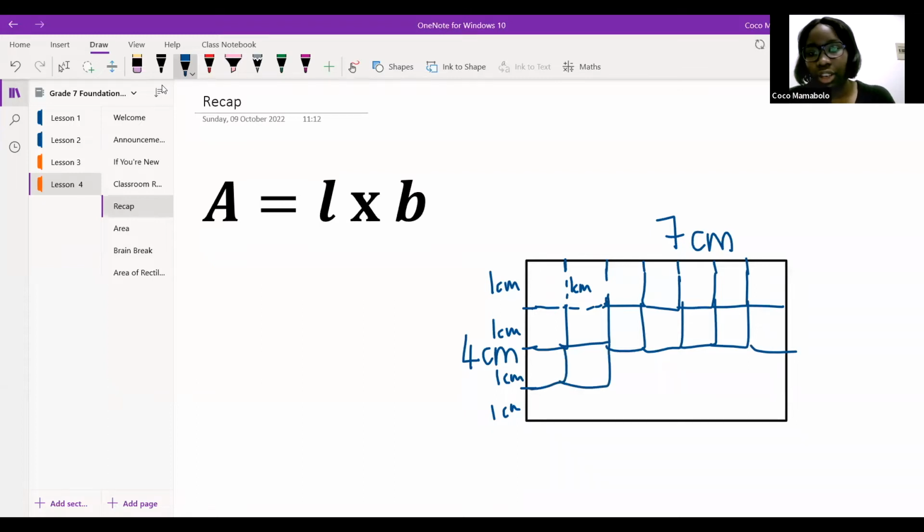Yeah, and I need to figure out how to draw faster than this. Okay, let me quickly finish.